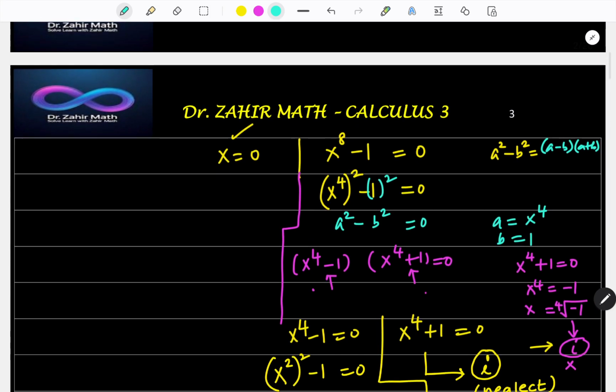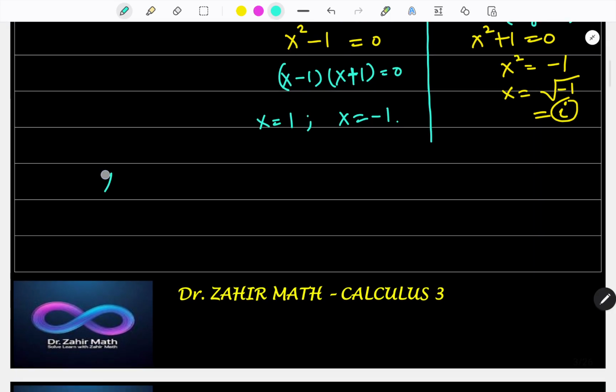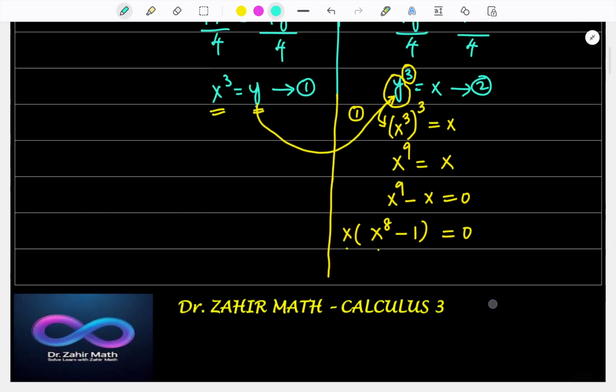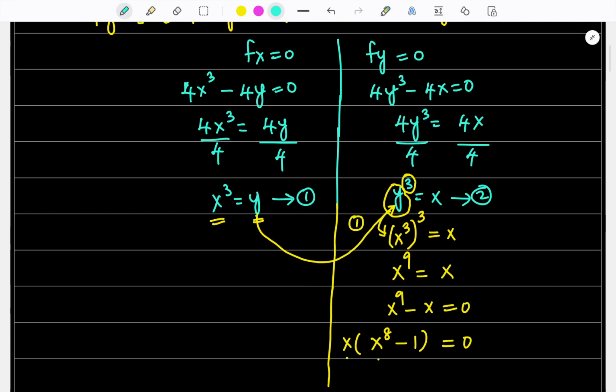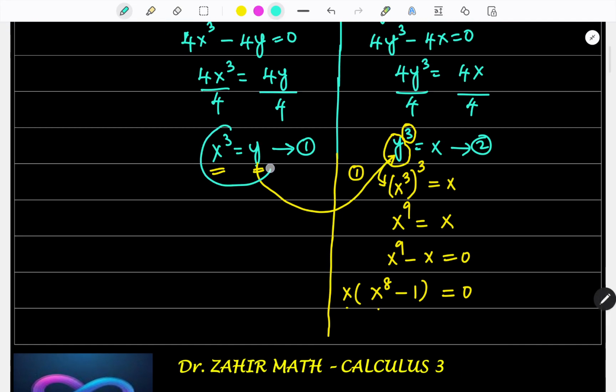Previously we also got one value, which is x is equal to 0. So we got three values: x is equal to 0, x is equal to 1 and x is equal to minus 1. You have to put any one of the equations in to get the value of y. We have two equations: x cube is equal to y and y cube is equal to x.